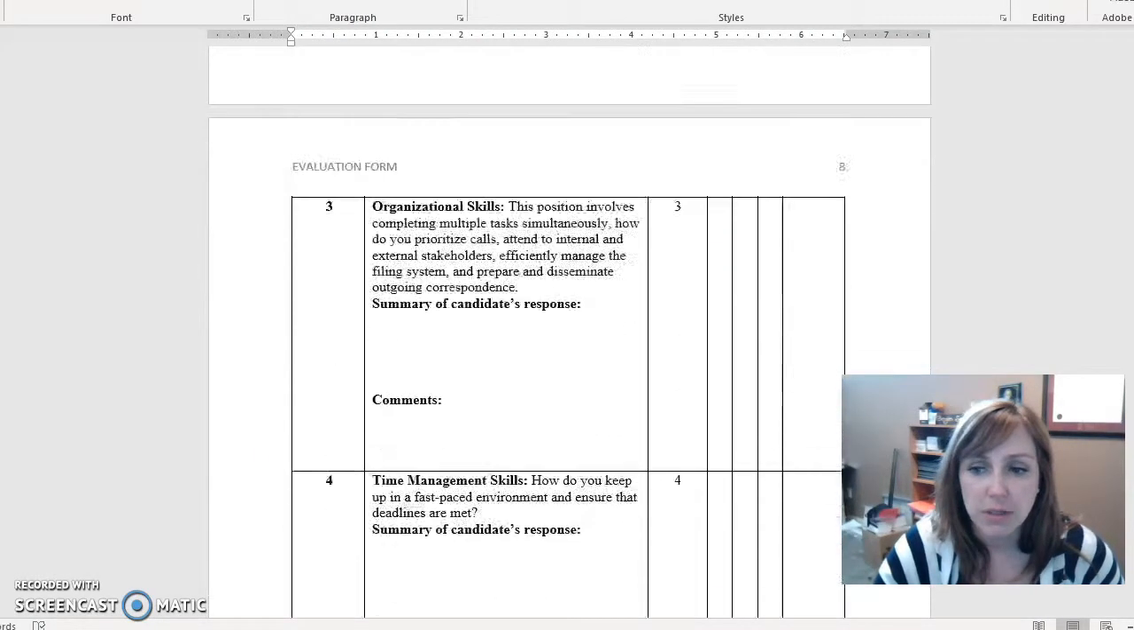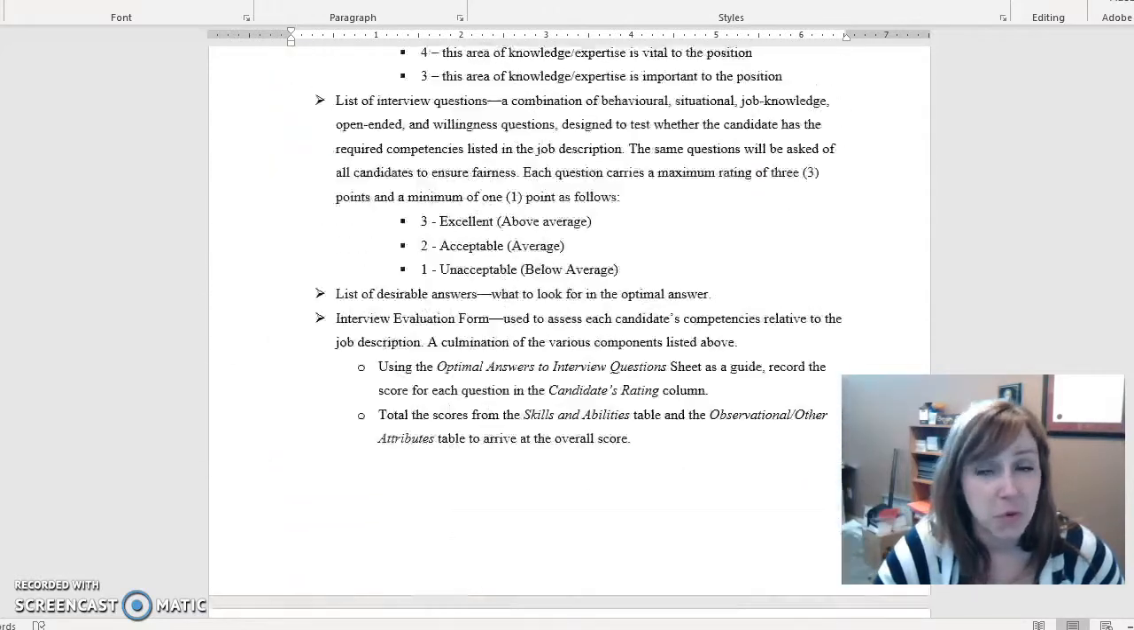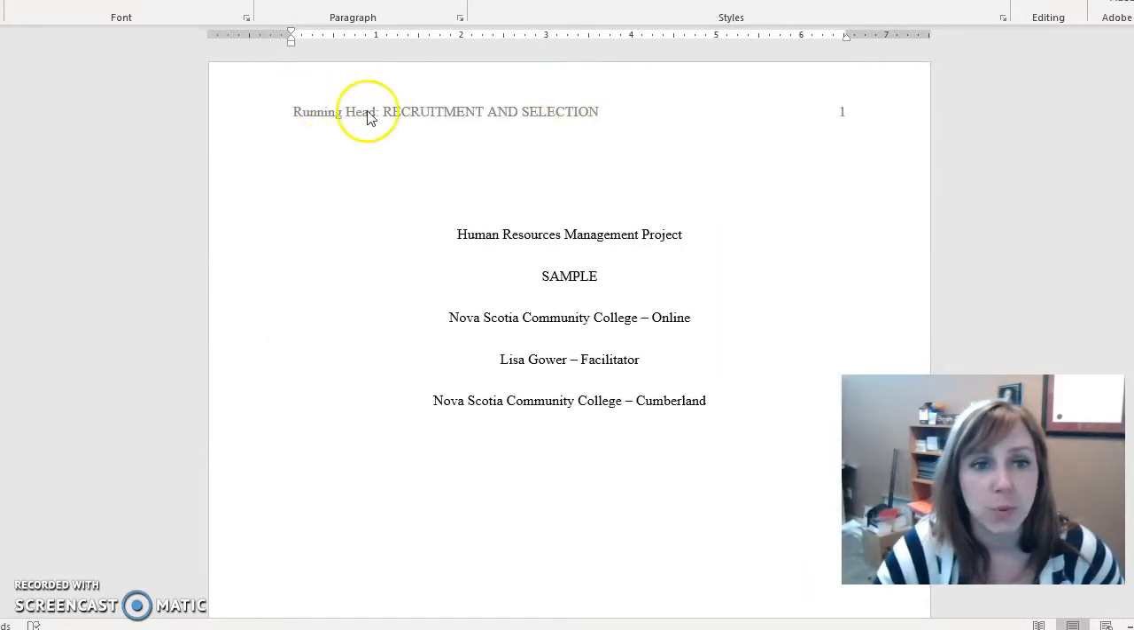This is all submitted, I'll just go to the top, in APA format. So as you can see, you've got the running head, Times New Roman font size 12, double spaced with a page number.